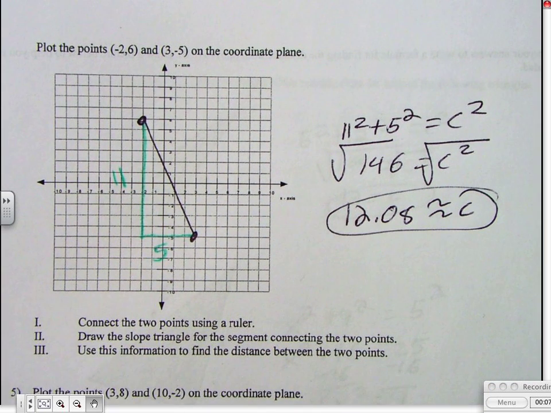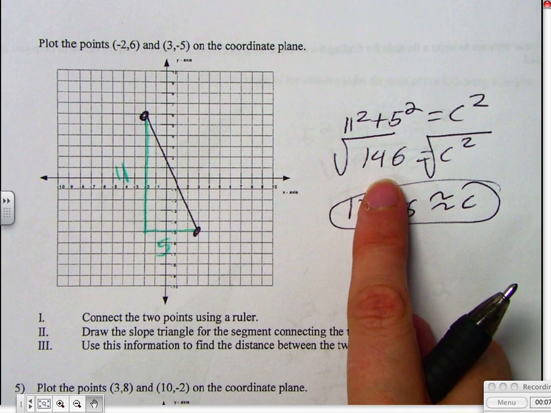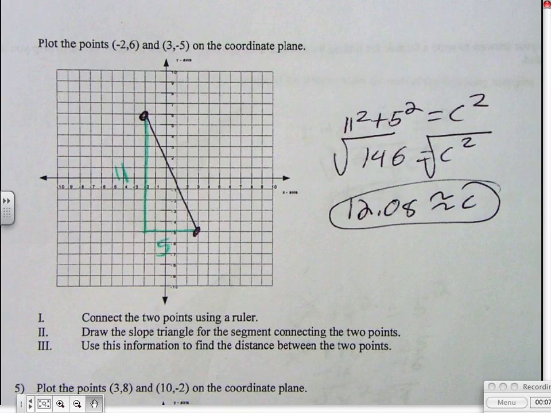When you square root both sides, how do you square root about 146? I square root 146. And the square root of c squared is just c. That's how the square root goes away.